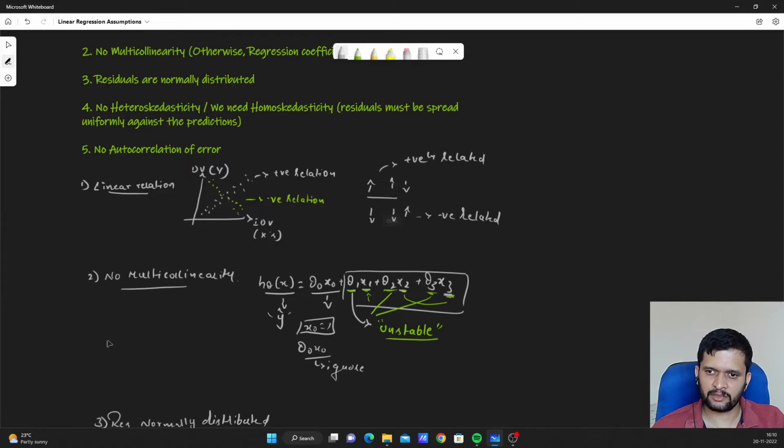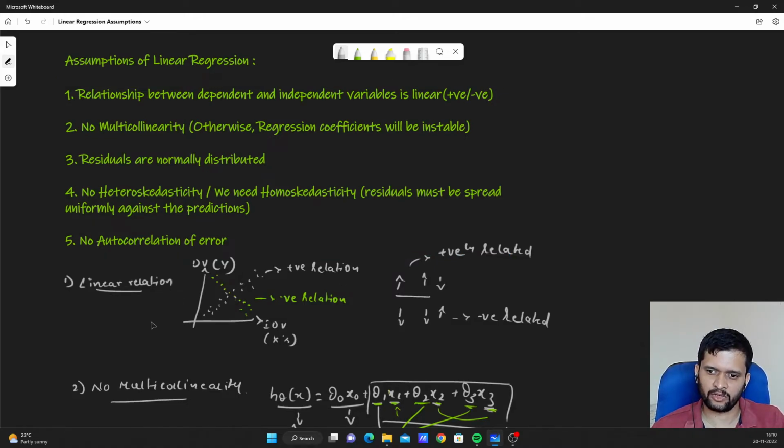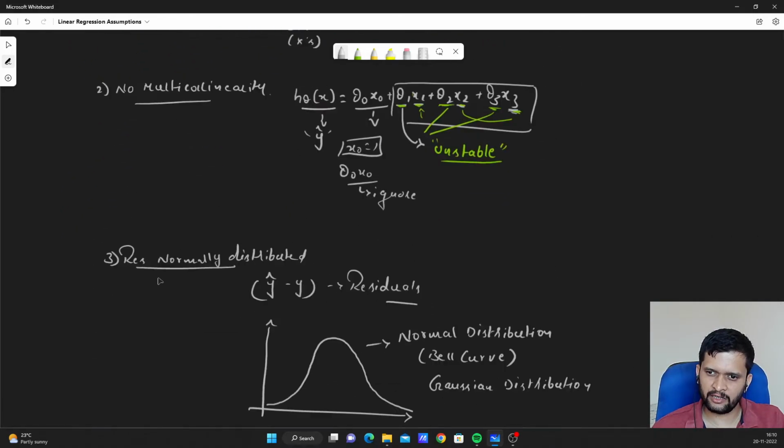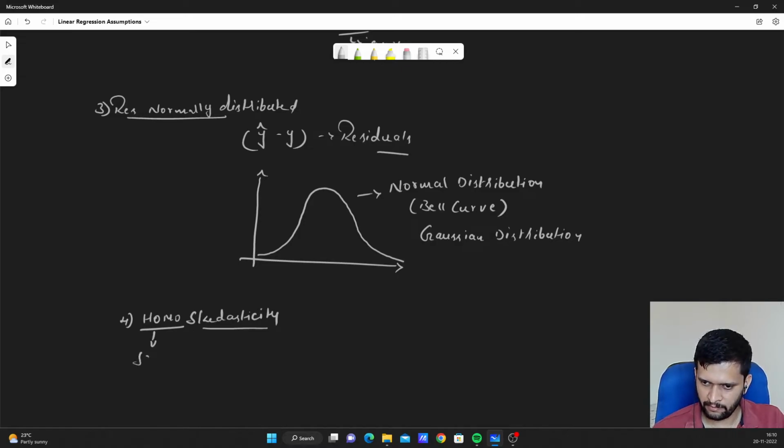Then coming to the fourth assumption, it says that there is no heteroskedasticity, or in other words, we need homoskedasticity. So, what do we mean by homoskedasticity? It may be difficult to pronounce initially, but we can split homoskedasticity into two words. One is homo and another is skedasticity.